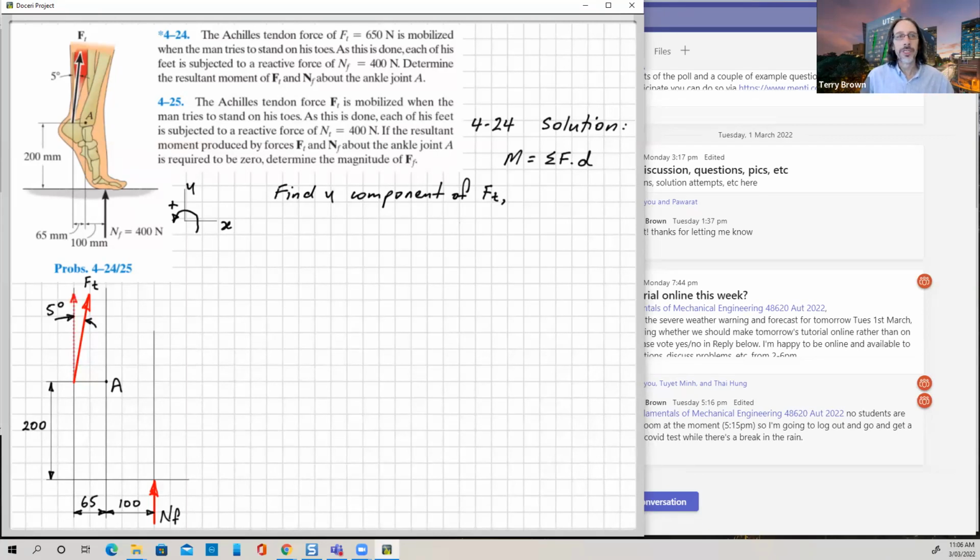Okay, so drawing in my component of Ft in the y direction, it will be along this line here. Label it Fty. I can see this little triangle here, a right angle triangle. The magnitude of that component will simply be Ft cos 5, because we know this angle here is 5 degrees. We can use Pythagoras to work that out. So hopefully that should be straightforward.